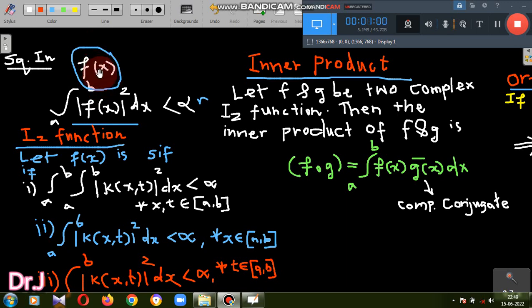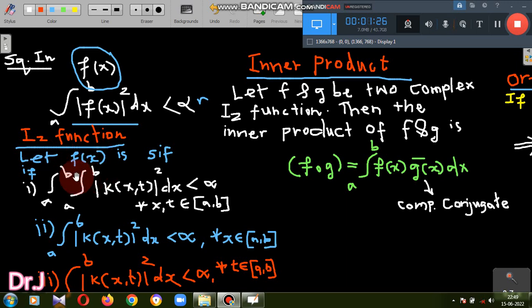I repeat again: let f of x be a function. Take the absolute value, square it, then take the integration from a to b dx. Its value must be less than infinity. Then f of x is called a square integrable function. Now, what is an L2 function?